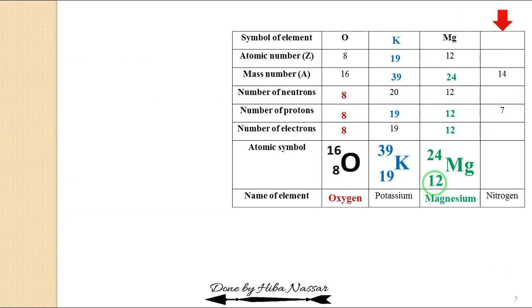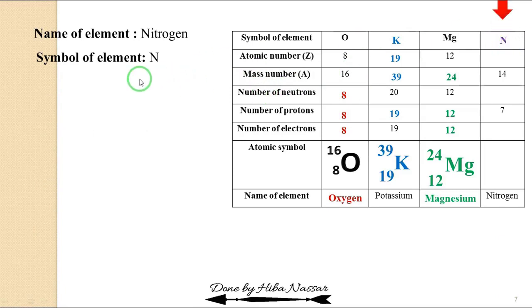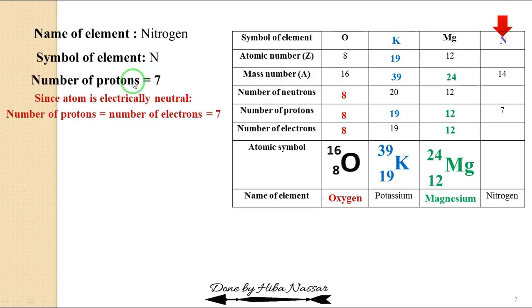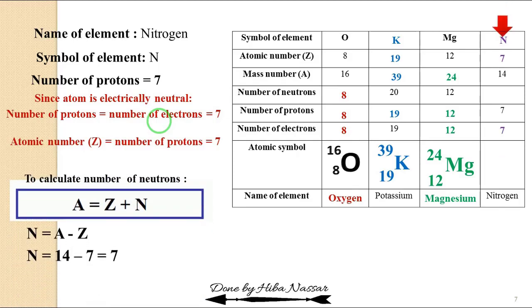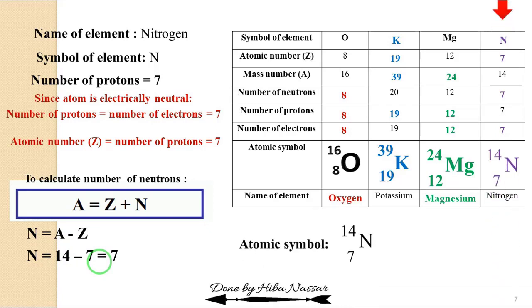Now, for the last element, nitrogen, the symbol of this element is capital letter N. The number of protons is equal to 7, so it's equal to the number of electrons, and it's equal to the atomic number also, 7. The number of neutrons will be equal to A minus the atomic number, which is 7 also. Now for the atomic symbol, it will be written in the following way. We have capital letter N in the middle, 14, 7.